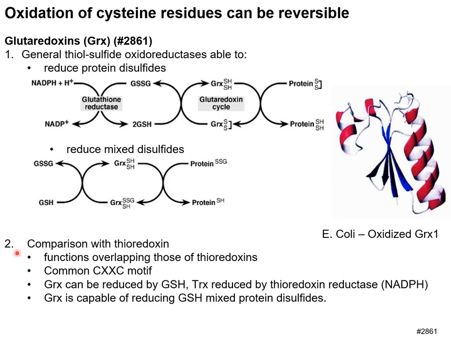So if we compare thioredoxin and glutaredoxin, they certainly have overlapping functions, so they can both reduce protein disulfides. They do have a common motif with a cysteine, N amino acids, which is what the X stands for, and cysteine. And the difference is that glutaredoxin is reduced by glutathione, whereas thioredoxin is reduced by thioredoxin reductase. And the other difference is that glutaredoxin is capable of reducing these mixed protein disulfides.